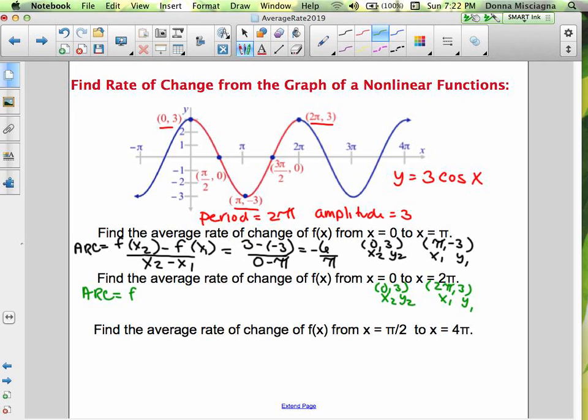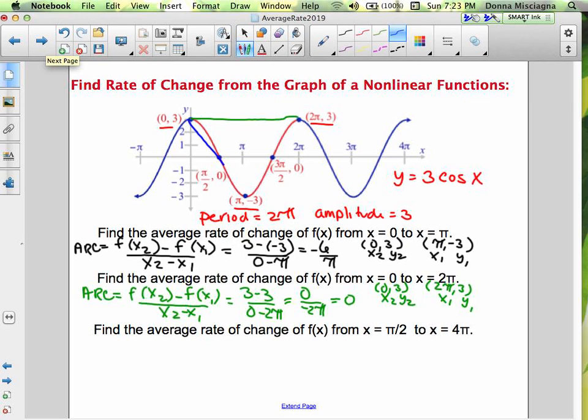So average rate of change would be the difference in the value of the function over the difference in the x values. So that would be 3 minus 3 over 0 minus 2 pi. Well, 3 minus 3 is 0, right? It doesn't matter what's in the denominator. This is still going to be 0, right? And if we look, we're literally just connecting those 2 points. That would be a horizontal line, right? The first one we did was this one, and you see that one is not a horizontal line, right? But the second one was a horizontal line.